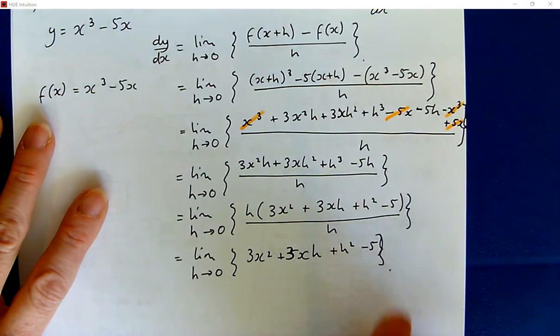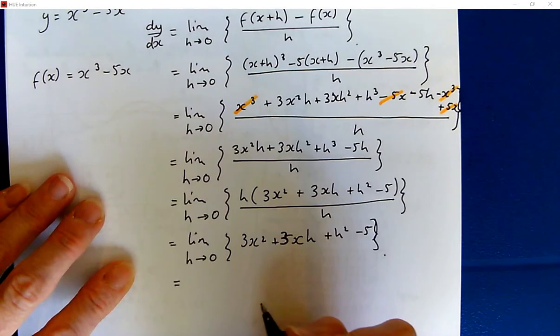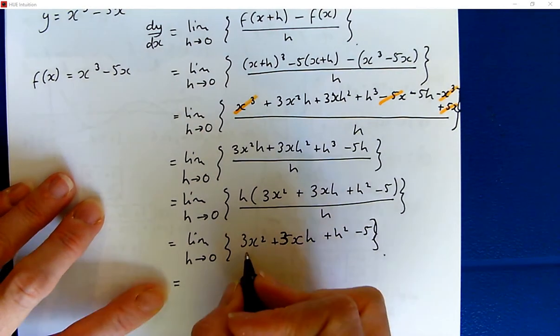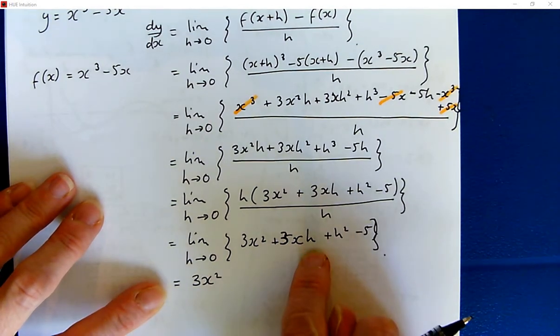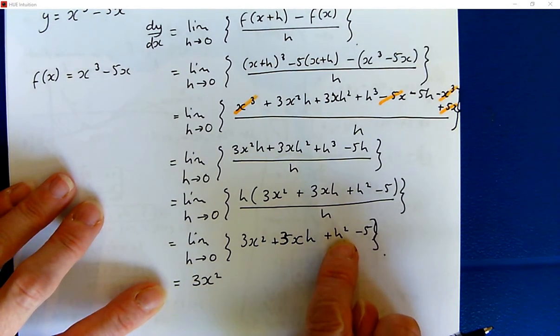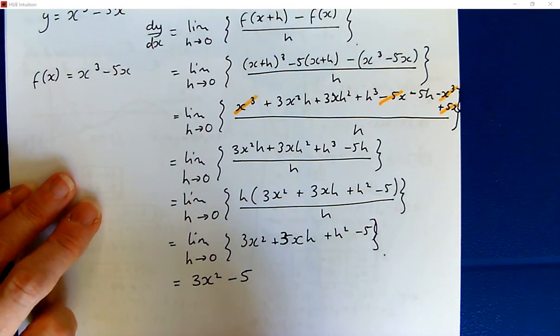Okay, and then finally we can allow h to go to 0. So in the limit as h goes to 0, we are left with, this doesn't have an h in it, so 3x squared. This has an h in it, goes to 0. This has an h in it, goes to 0. This doesn't. So we've got -5, which is super. That's all we wanted.